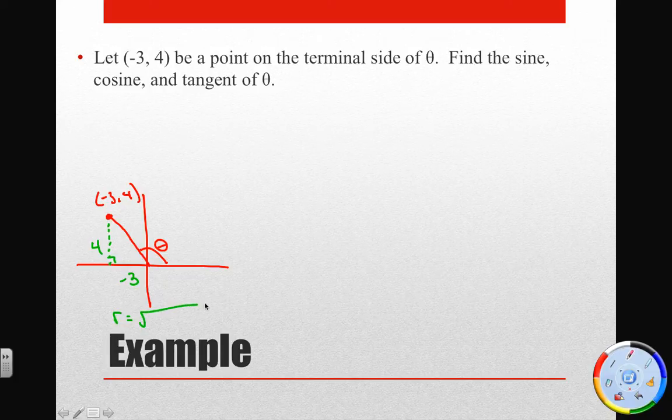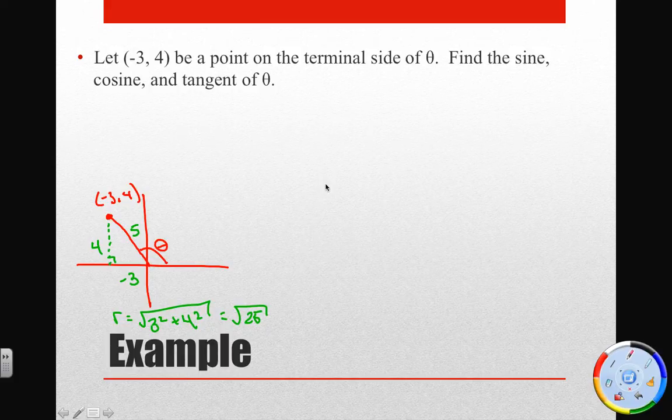r is equal to the square root of 3 squared plus 4 squared. Note, I'm not doing the negative because if I square the negative, it just becomes positive. And this way, none of you guys get errors, which some of you guys still mess up your negative signs. All right, so the square root of 3 squared plus 4 squared is 9 plus 16, which is 25, which means my r is 5.